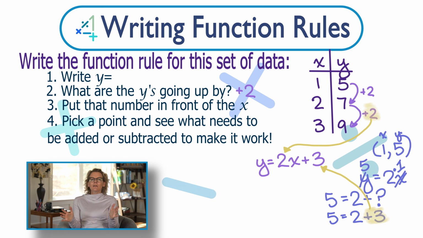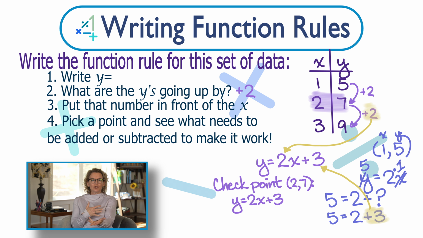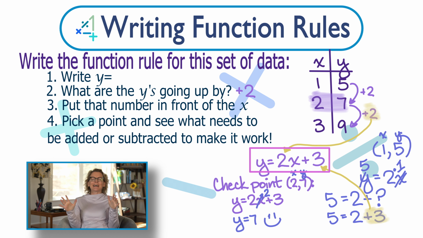Notice that for any of the points given, this rule will work. If I put in 2 for x, I have 2 times 2 plus 3, which equals 7, and 3 times 2 plus 3 equals 9. Fantastic! We have a winner.